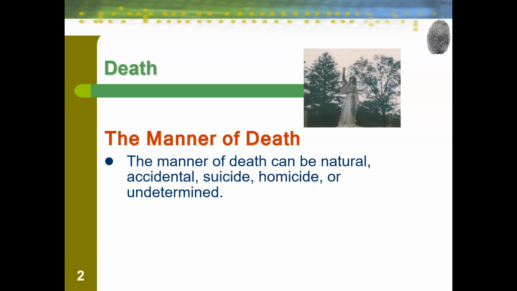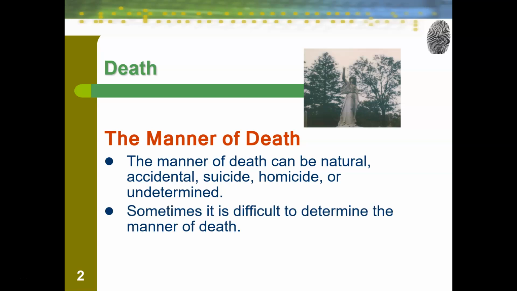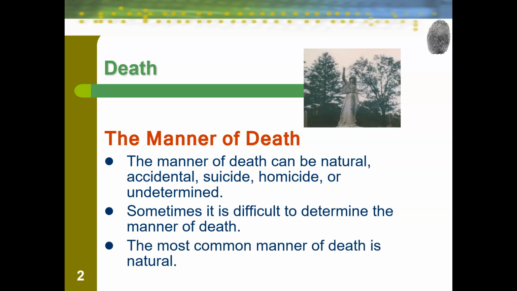So when it comes to manner of death, the manner of death can be natural, accidental, suicide, homicide, or undetermined. A lot of times on TV when you see them ask about the cause of death and the person answers that it's natural, what they're really talking about is the manner of death. It is sometimes difficult to determine the manner of death because sometimes the evidence is not readily apparent as to what the actual manner is. The most common manner of death is natural. A majority of people do die relating to illness or old age.